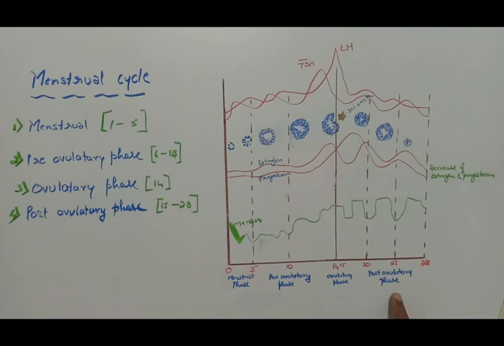And the next phase is called the post-ovulatory phase. The post-ovulatory phase begins from the 15th day and lasts till the 28th day. During this time, what will happen? It is the time between ovulation and the next menstrual cycle. Between the ovulatory phase and the menstrual phase, what is there? The post-ovulatory phase.